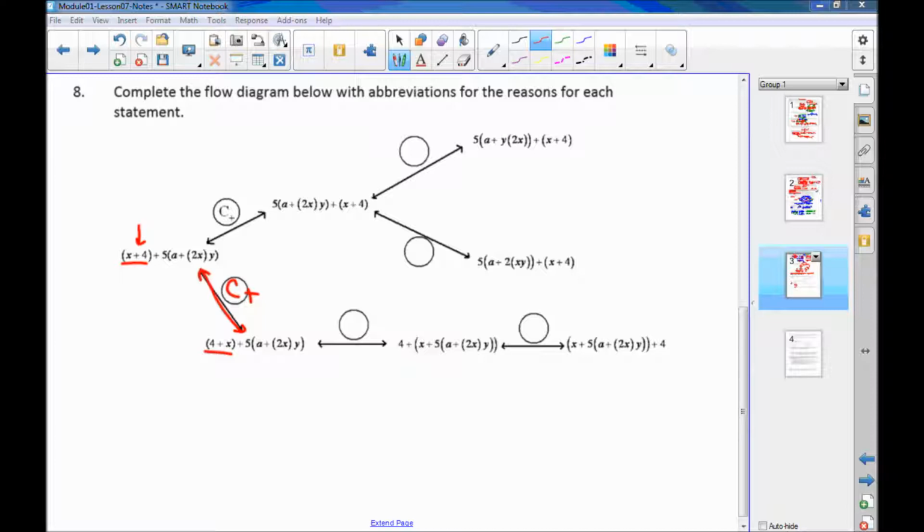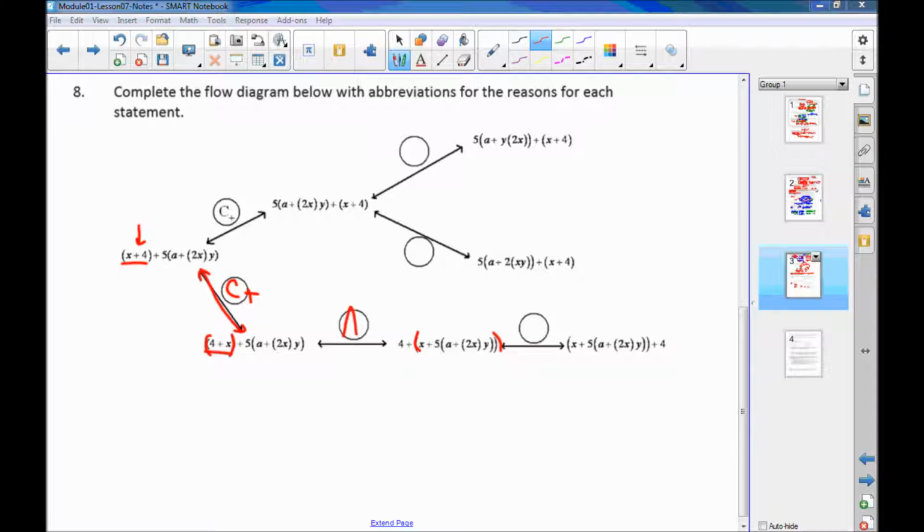But the difference is the parentheses that were around the 4 plus x moved from here to around the x and the 5 times a bunch of stuff. Okay? So what property moves parentheses around? Nothing else changed. Notice if we read down the line, we have 4x, 5a, 2x, y. It's all the same order. All we did was move the parentheses around it.